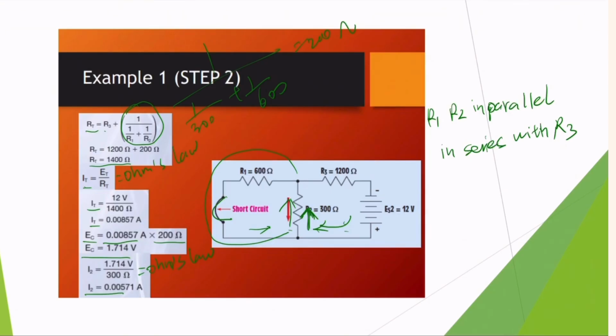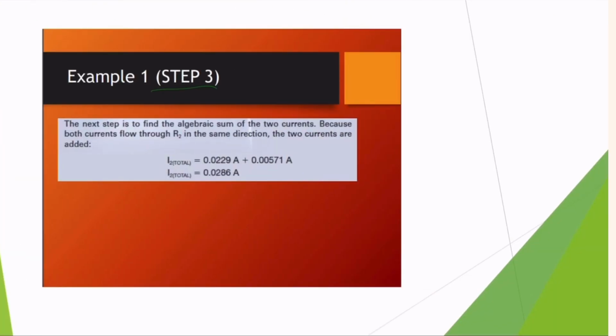So the last step is we algebraically combine the two currents that we get. So step 3: the next step is to find the algebraic sum of the two currents. Because both currents flow through R2 in the same direction, the two currents are added. So I2 total is the first current for R2 plus the second current for R2. They have the same direction, they both go up. So it's addition. So the total current flow through R2 will be 0.0286 amps. Or we could convert it to milliamps, that would be 28.6 milliamps, times 1,000.